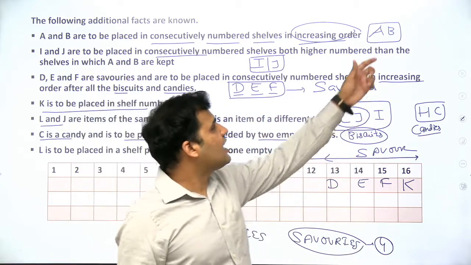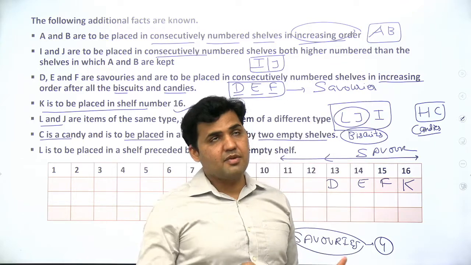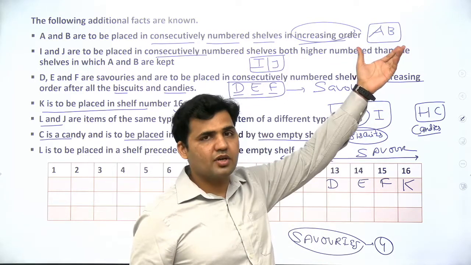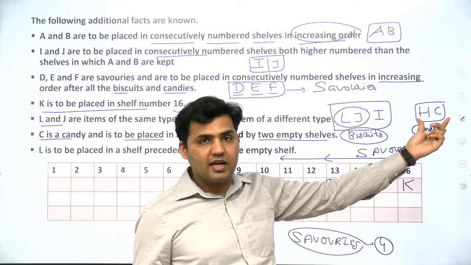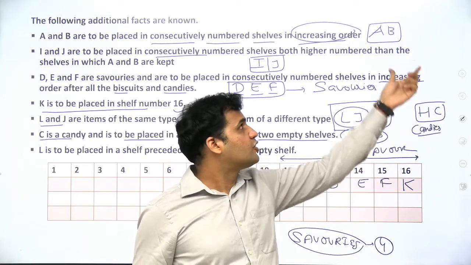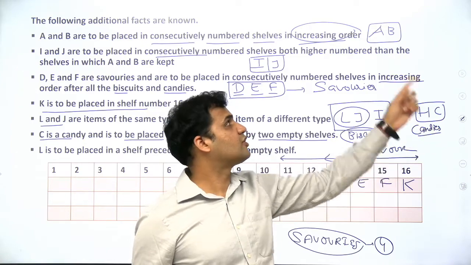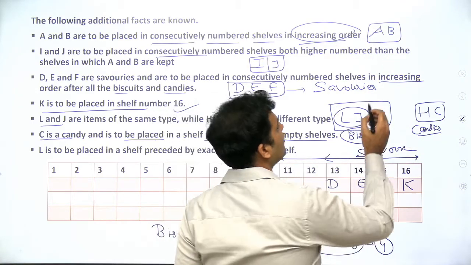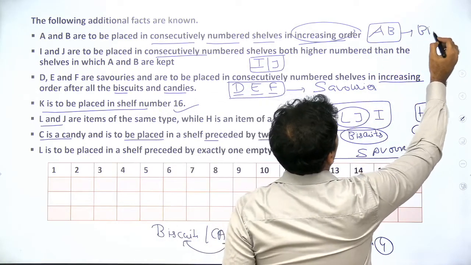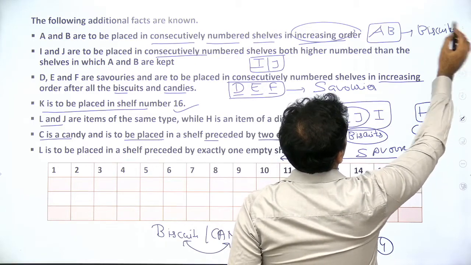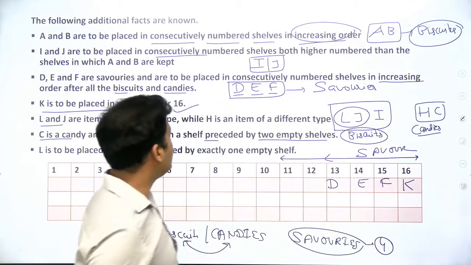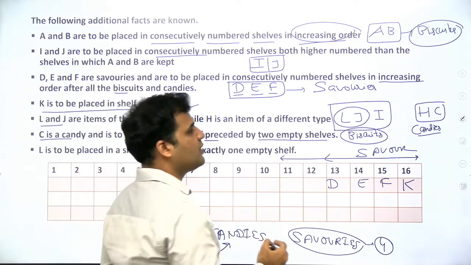Now we know that A and B are also of the same type. A and B are of the same type means they will be either biscuits or candies. But we have already 2 candies. The total number of candies is 3. So if I take A, B as candies, the total number of candies will become 4, which is not possible. So therefore A and B are also supposed to be biscuits. Now we are left with only one item, and that item is G, right? So G has to be candy.